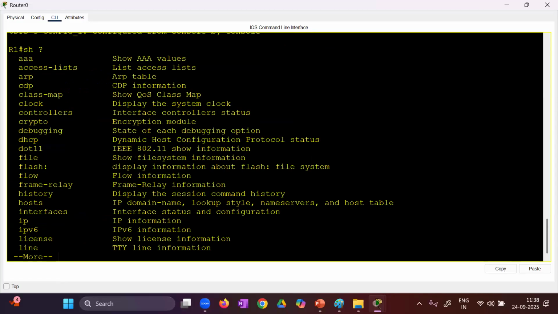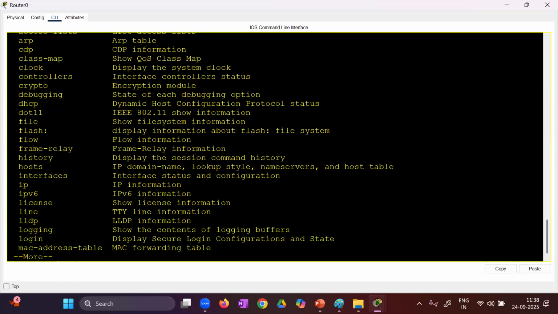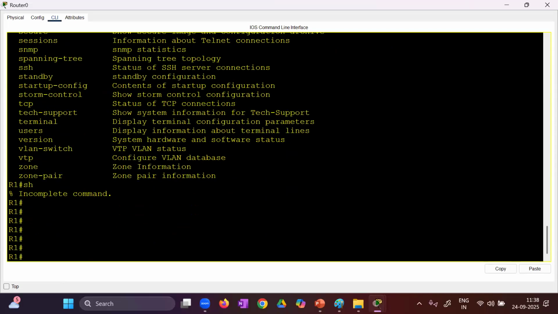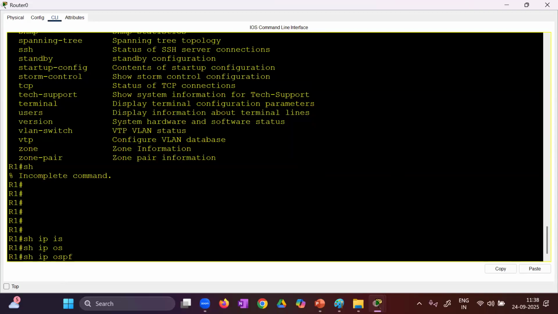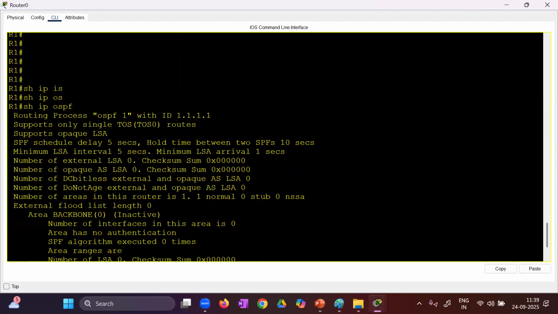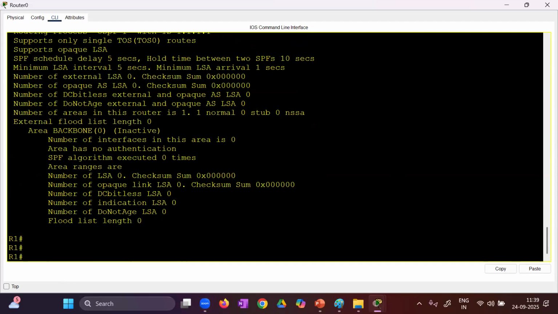So if I am giving the command here, show IP OSPF, what does it say? What is the ID? 1.1.1.1. Why is it 1.1.1.1? From where is it taking? Loopback interface. So for the first time, it is going to take it from the loopback. Okay, fine.